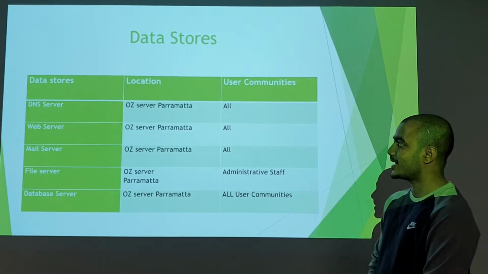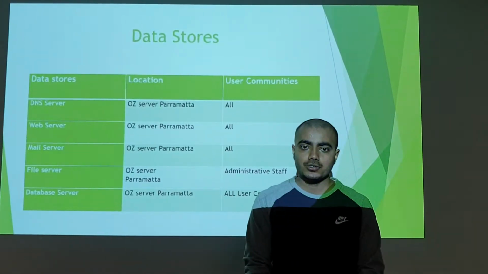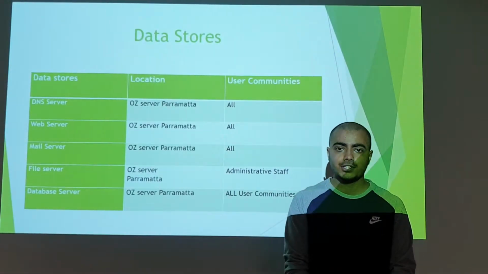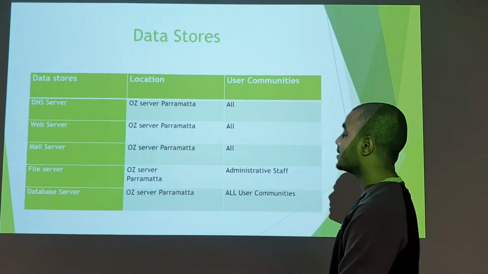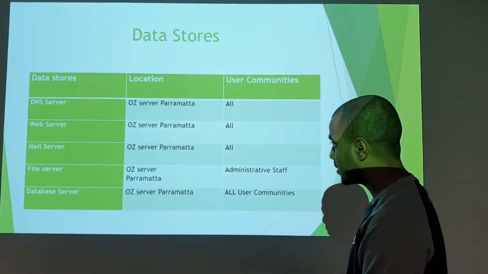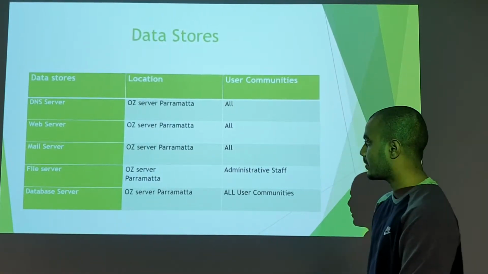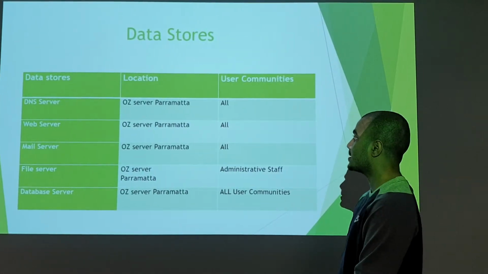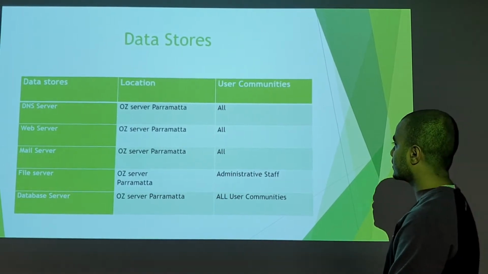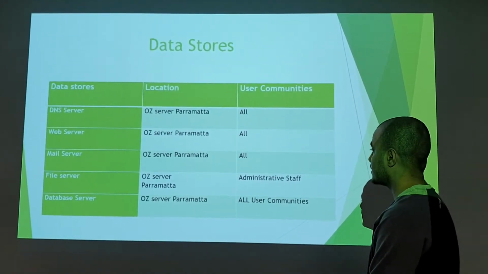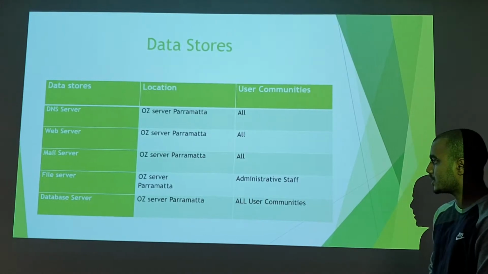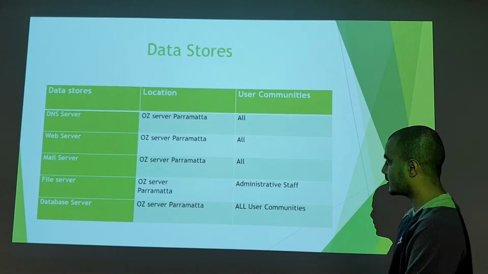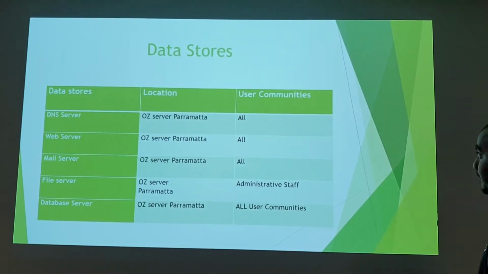The next slide is data stores. The data stores are the repository that are used for storing and managing the information generated by the OS dispatch. The various data stores used are DNS server, web server, mail server, file server, and the database server. The DNS server, web server, and the mail server are used by all the user communities, whereas the file server is used just by the administrative staff, and the database server is used by either the administrative staff or the user communities. Moving towards the next slide.